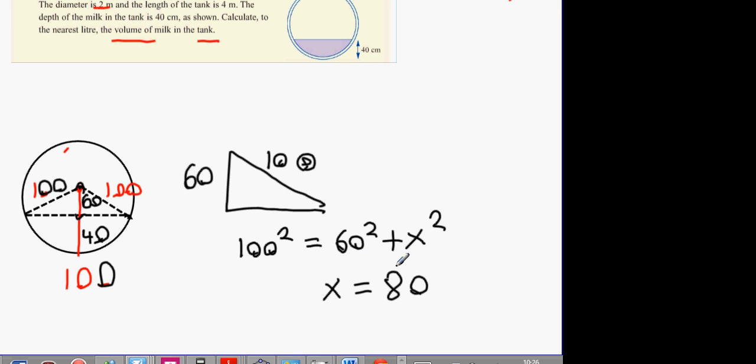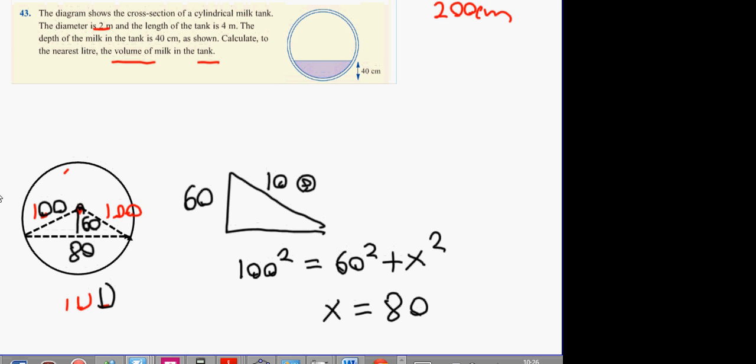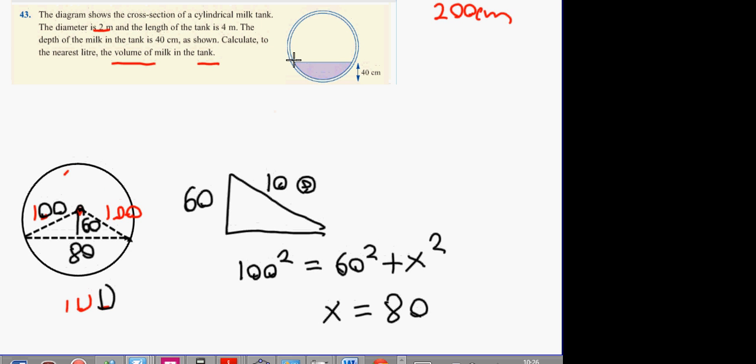Now that we know that's 80, I'm just going to rub this out. We now know the bottom is 80 and the perpendicular height of this triangle is 60. My plan is this: if I join this back to the center, as shown, and get the area of the sector minus the area of the triangle, I find out what the shaded region is. So area of sector minus area of triangle.